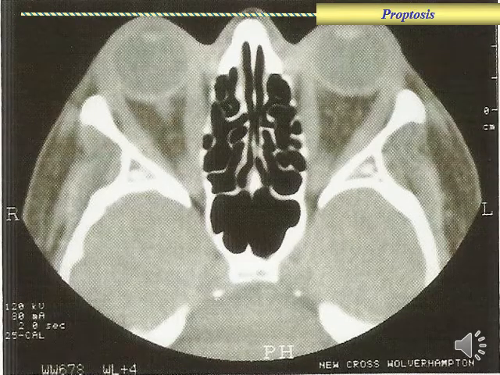What investigation is seen in this slide? What are the findings in this disease? What causes this finding?